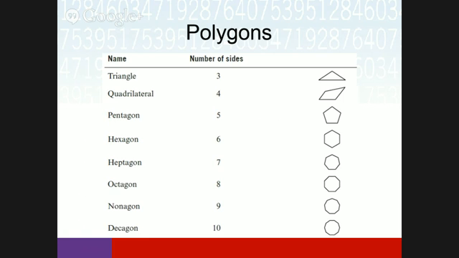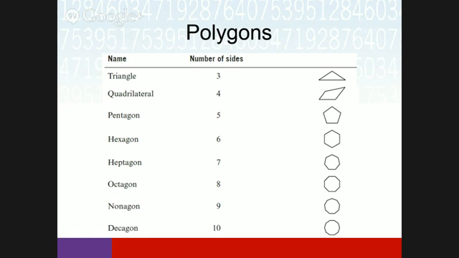We have a triangle. Any three-sided shape is a triangle. A regular triangle would be an equilateral triangle where all the sides have the same measurement, right? Quadrilateral, a four-sided shape is a quadrilateral. A regular quadrilateral would be a square, right? Pentagon, five-sided shape. Hexagon, heptagon, octagon, nonagon, and decagon.